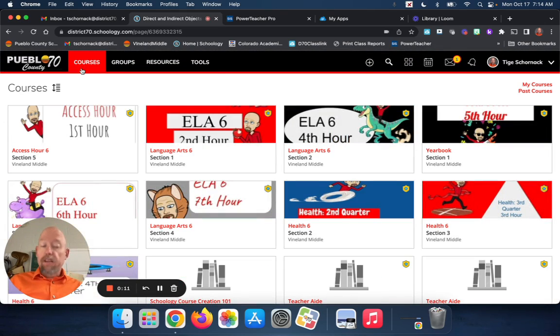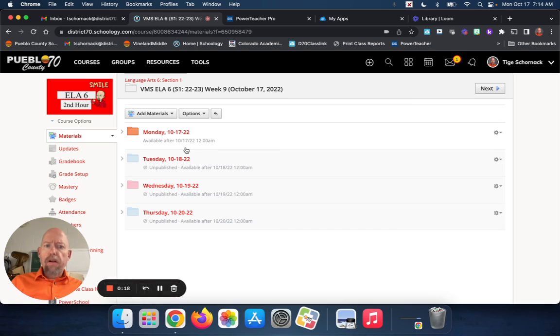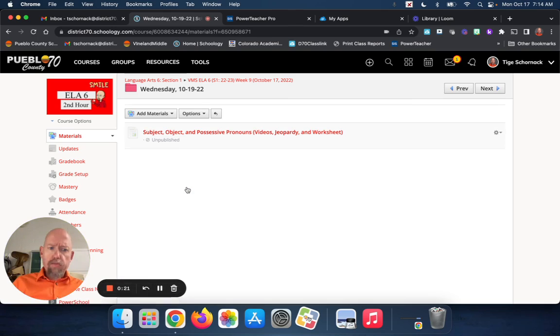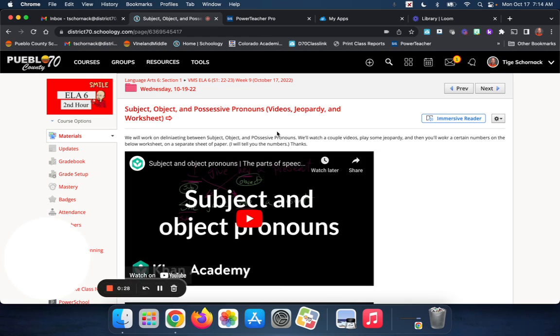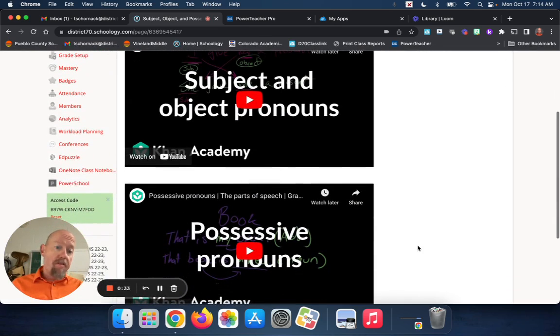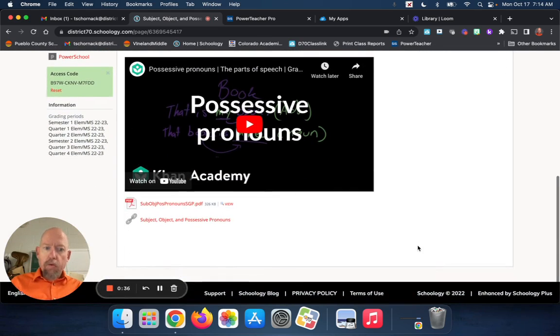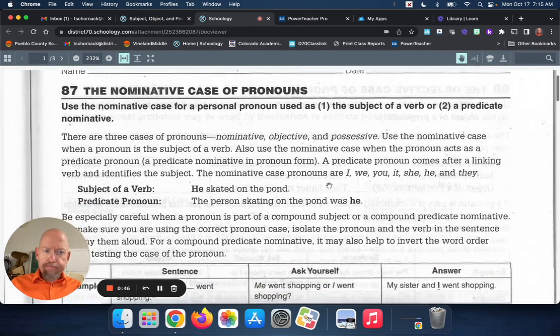Today we are going to work on identifying subjective, objective, and possessive pronouns. You'll do this on a separate sheet of paper, not on the worksheets themselves. We're going to watch these Khan Academy videos that show the difference between the subjective, objective, and possessive pronoun. We'll play some Jeopardy to help identify them. And then again, you're going to do this on a blank sheet of paper. So again, name, hour, date on your paper.